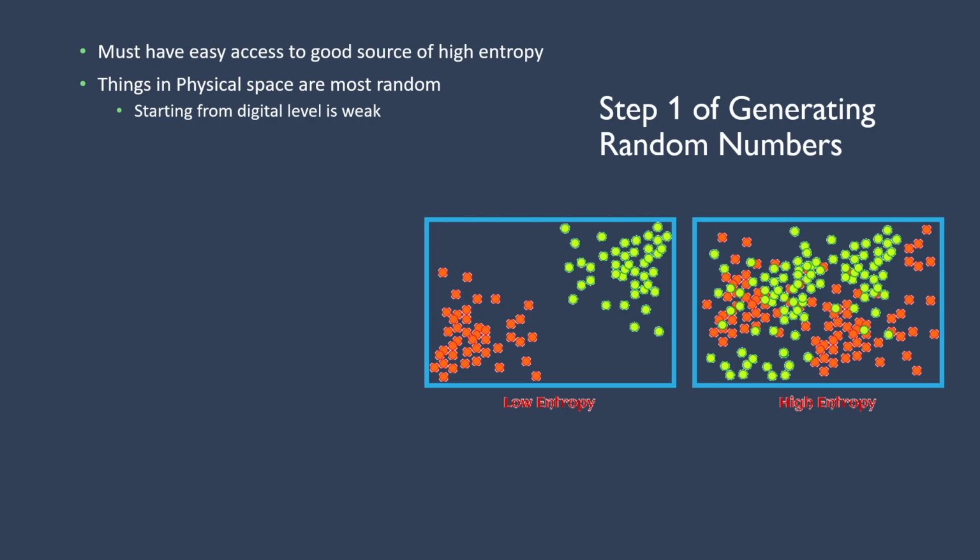So having these sources of high entropy is super, super important. And things in the physical space, in our physical world, are the most random. If you try to start your initial entropy from your digital computer level, just picking a number in memory or something, that has its problems.